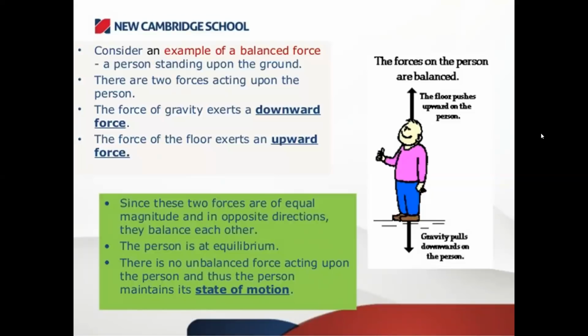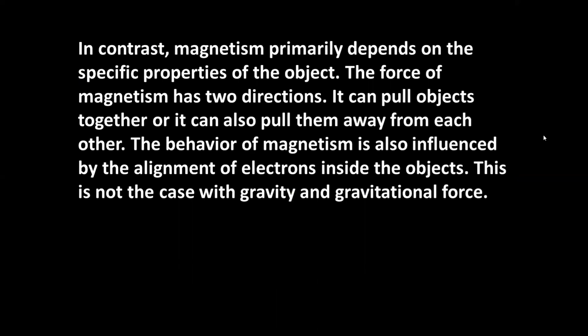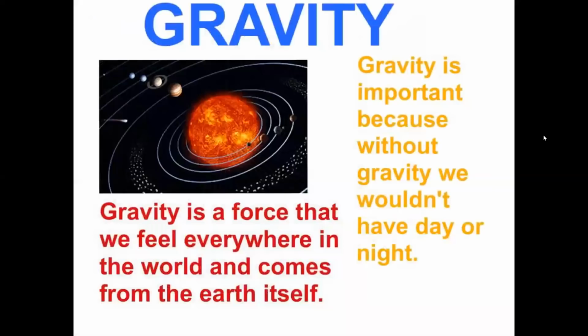That's why we don't spin off into space. In contrast, magnetism primarily depends on the specific properties of the object. The force of magnetism has two directions. It can pull objects together, or it can also pull them away from each other. The behavior of magnetism is also influenced by the alignment of electrons inside the object. This is not the case with gravity and gravitational forces.